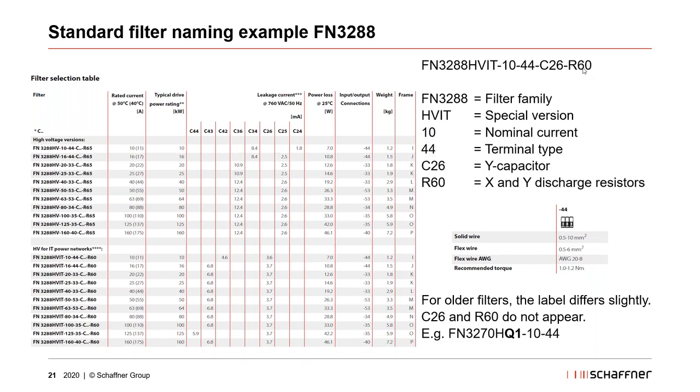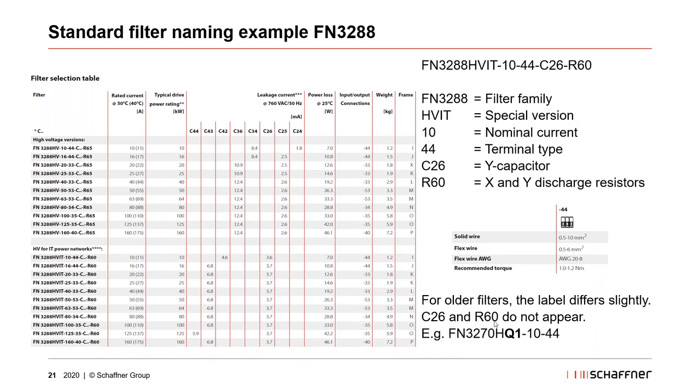So this means the 6 is the X capacitor discharge resistor, which goes along with the X caps, and the 0 is the Y discharge resistor. So the 0 here means that we have no discharge resistor. So we just have the resistance of the capacitors itself.